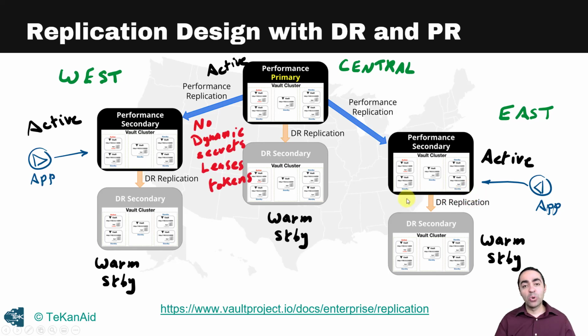Now, a few things to note about performance replication and disaster recovery. For PRs, no dynamic secrets or leases or tokens get replicated over. So if, for example, this application logs in to Vault to retrieve secrets, and for some reason this cluster goes down, and this application has a mechanism now to talk to this Vault cluster, any dynamic secrets or any tokens, this cluster will not know about because they don't replicate across. So what will happen is that this application will have to re-authenticate into Vault and regenerate those dynamic secrets or leases.